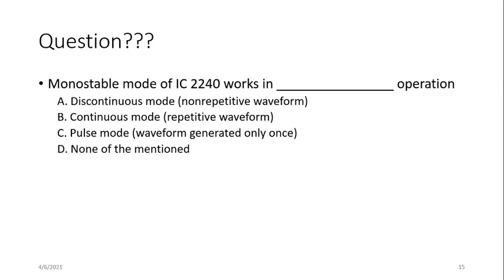Okay, means is it generating the repetitive waveform? Is it generating the non-repetitive waveform? Or is it generating the waveform only once? Think over it for 2 minutes, and then I will give you the answer, or you can write your answer in the chat window. The answer is C, pulse mode. The waveform will be generated only once.